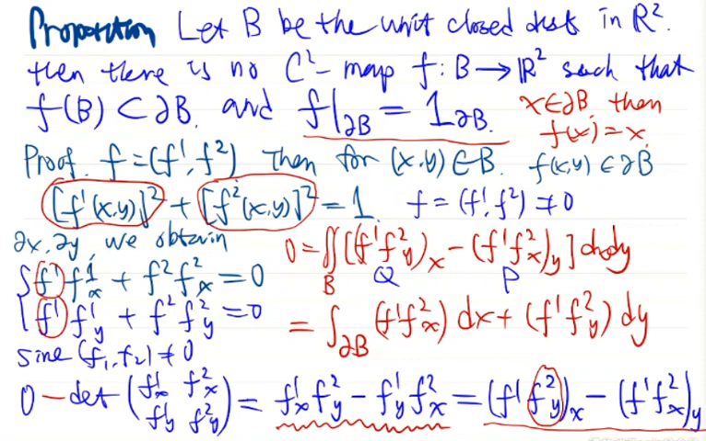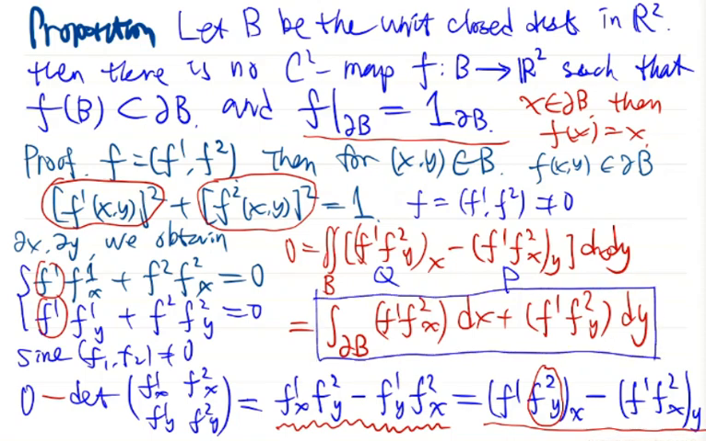But on the other hand, we can compute this line integral explicitly and find that it is pi. It is the area of the unit disk. So this is a contradiction. This contradiction says that the statement of the proposition is valid, therefore completing the proof. So I will compute this line integral in the next video.